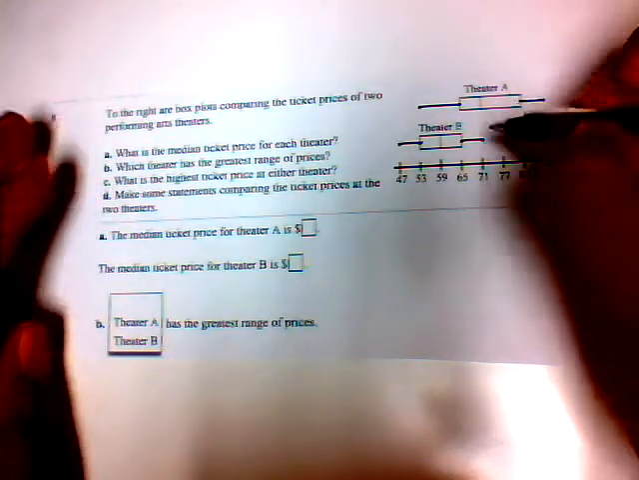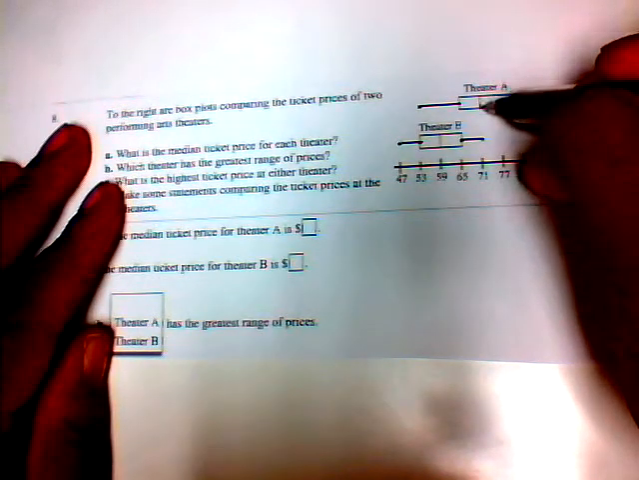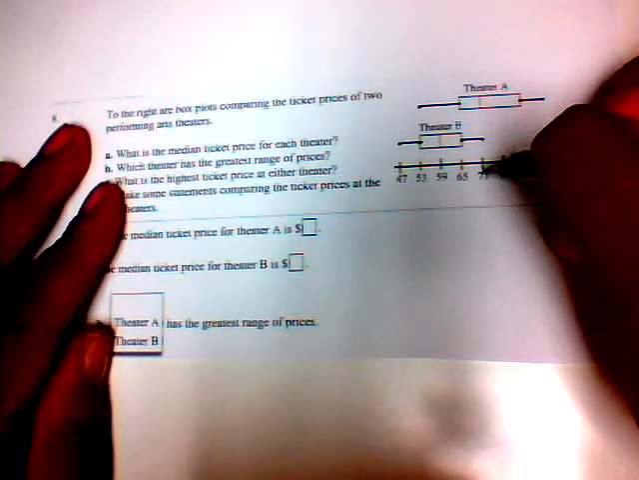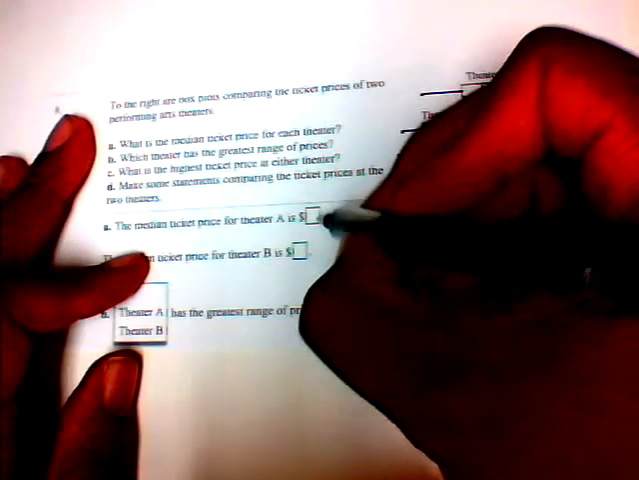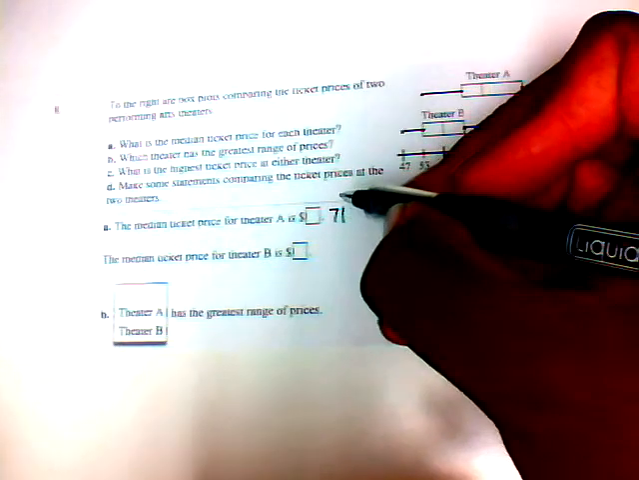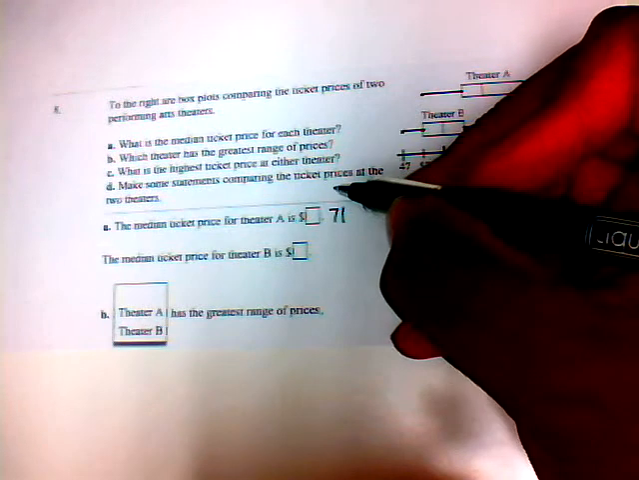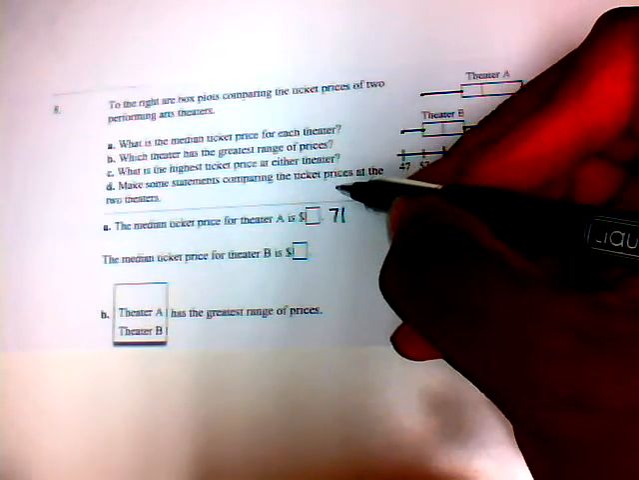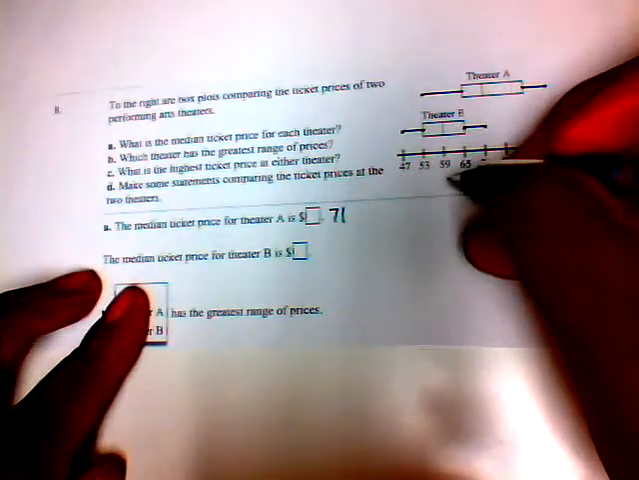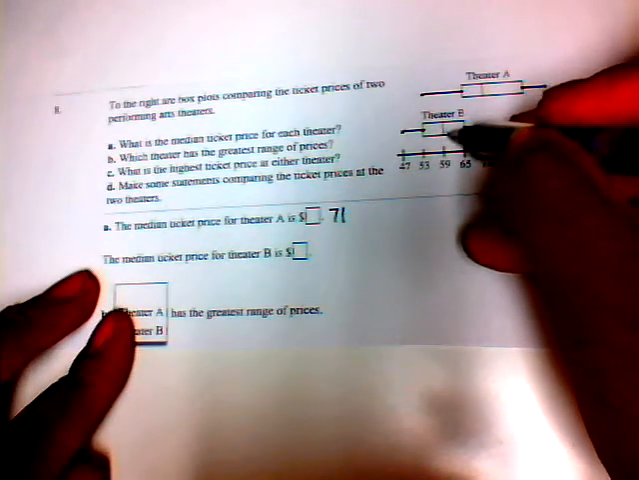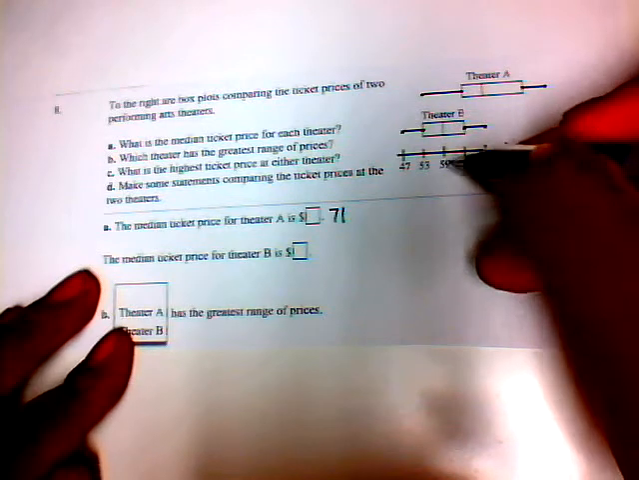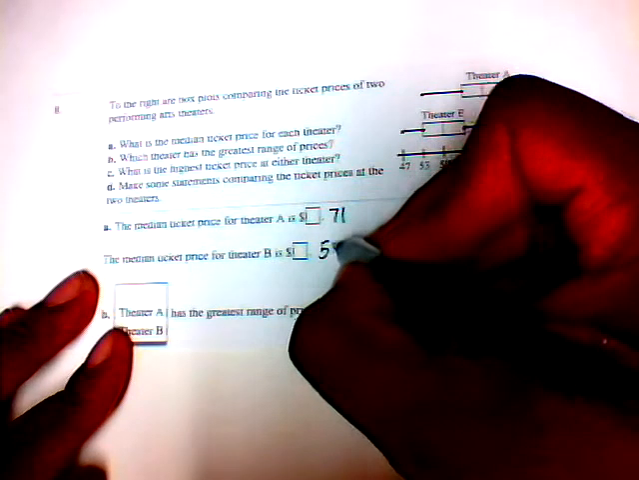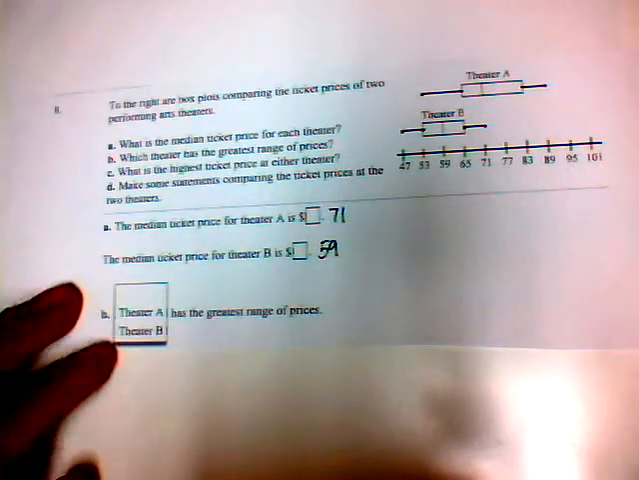So for theater A, the median price ticket is 71. And for theater B, the median price ticket, if you look at theater B, that's this line right here, it's at 59. So the median price ticket is 59.